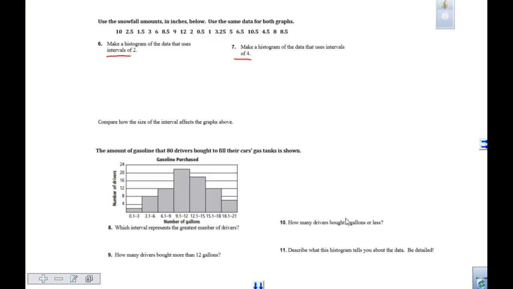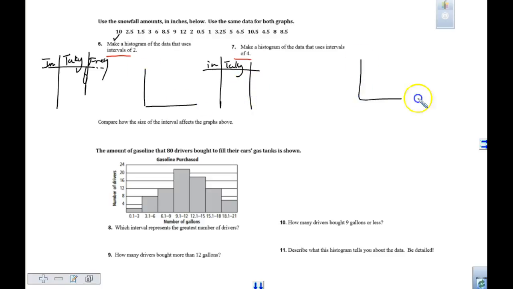Do not cross these off. I would suggest putting a check mark after you use it. Why? Because you need to set up and make your table. This was talking about snow in inches, so you're going to have your inches of snow, and then your tally, and then your frequency, and you have to do the same thing before you make the other one. You need to do another one over here with inches, your tally, and your frequency. And then you make histograms for each one, okay?